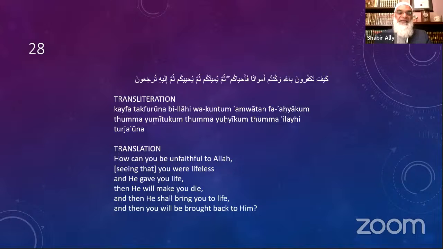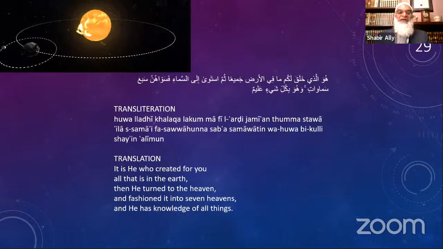And then He will make you die, and He shall bring you back to life again. And He will bring you back to Him. Ilayhi turja'un. You're going to return to Allah subhanahu wa ta'ala in the end. So what's the point of disbelieving in Him now? We should actually believe in Him, seeing that He has done all of these favors for us, giving us life in the first place. And He will bring us back to life again and return us to Him. So we better believe in Him now, because that's our ultimate destiny. And then finally, the last verse that we want to cover today.